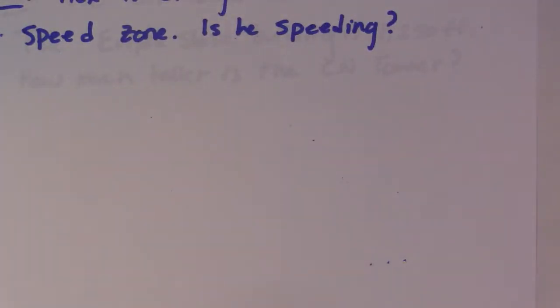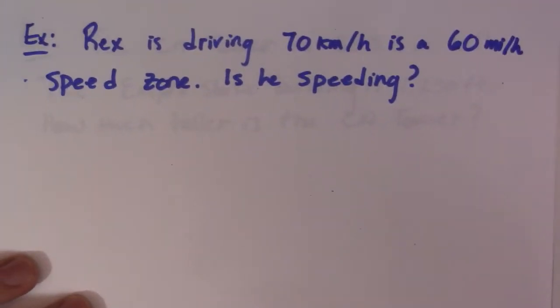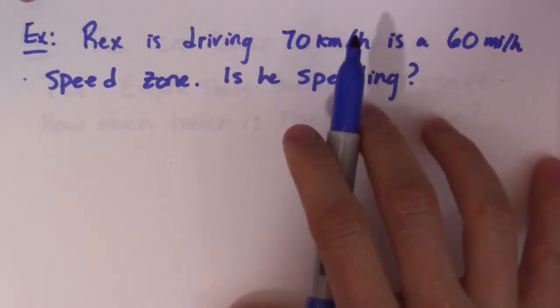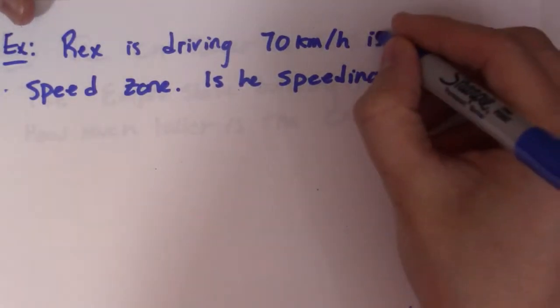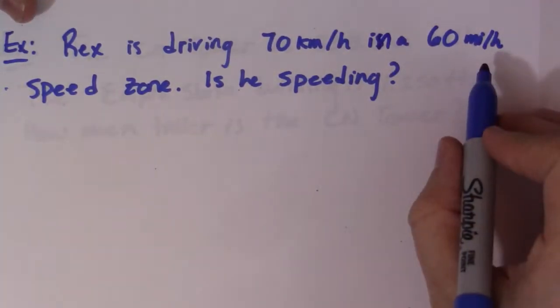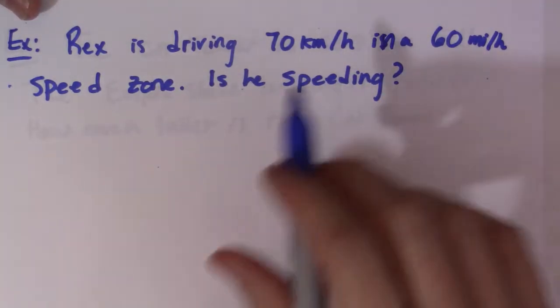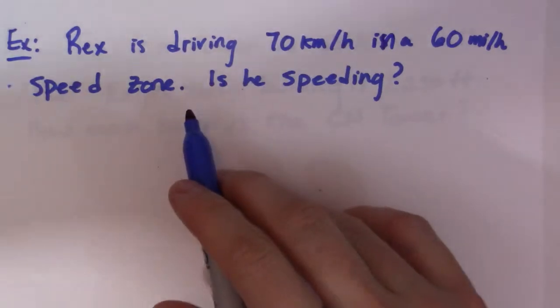So this is a common type of question where you have some speed things going on here. And it says Rex is driving 70 kilometers per hour. This should be in a 60 mile per hour speed zone. So he's going 70 kilometers per hour in a 60 mile per hour speed zone. And the question is, is he speeding?